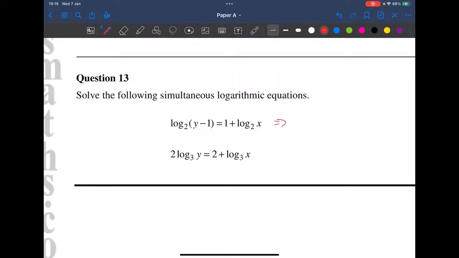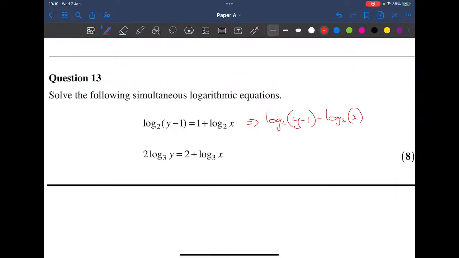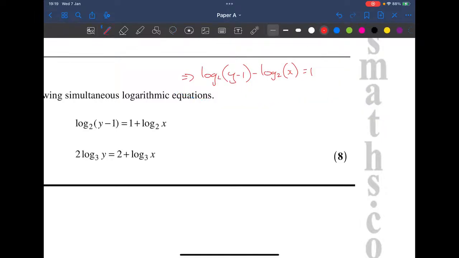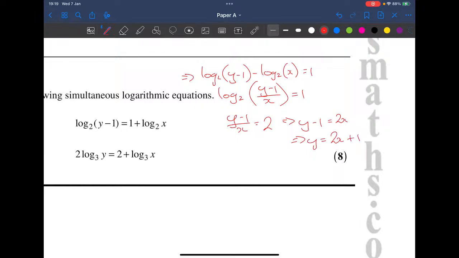Doing that, we're going to have log base 2 of y minus 1, take away log base 2 of x, and that is all equal to 1. On the left-hand side, we can combine those together. We'll have the log, again base 2, of y minus 1 divided by x is equal to 1. Using the log laws, y minus 1 over x is equal to 2 to the power of 1, i.e. just 2. So y minus 1 is 2x, or we can say that y is equal to 2x plus 1.